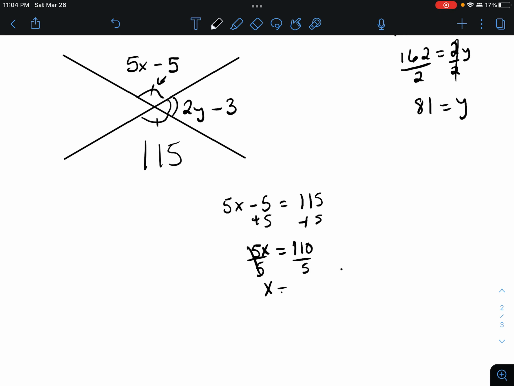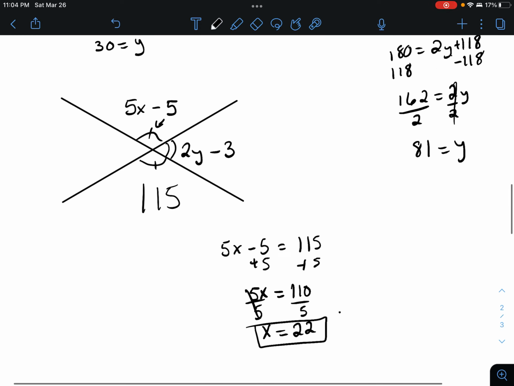That's going to cancel out, leaving us with the x, and that's going to be equal to, so 5 can go into 11 two times. That would have a remainder of 1, bring down the 0. 5 can go into 10 two times. And there, we've solved for x. Now that we know that, we can also solve for y. You could use that, but we already know that it's 115.